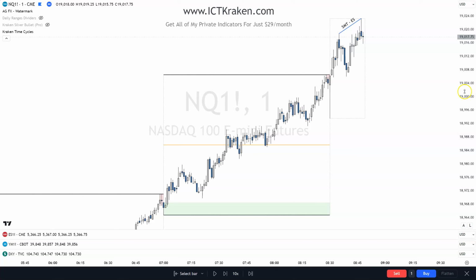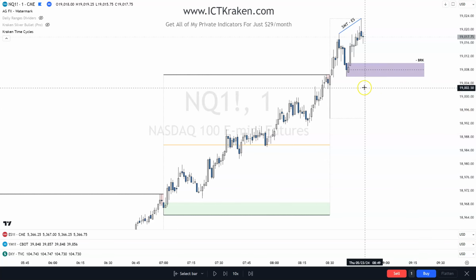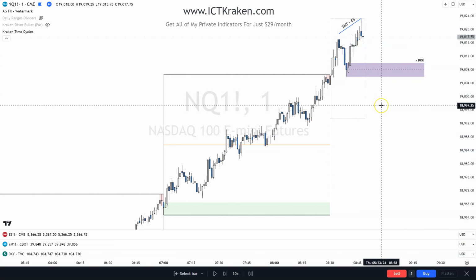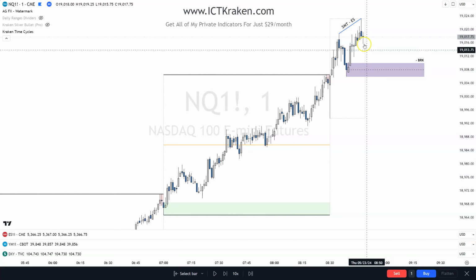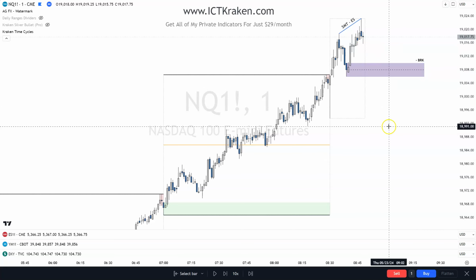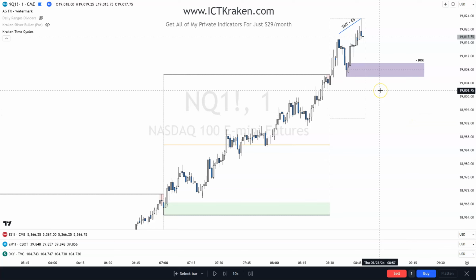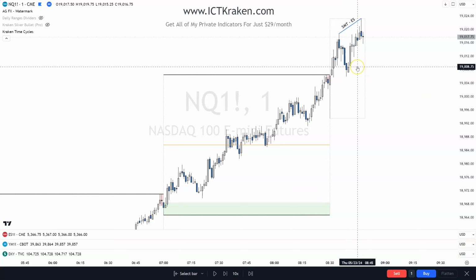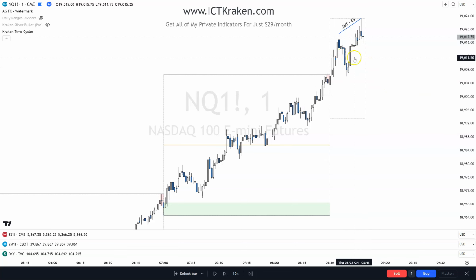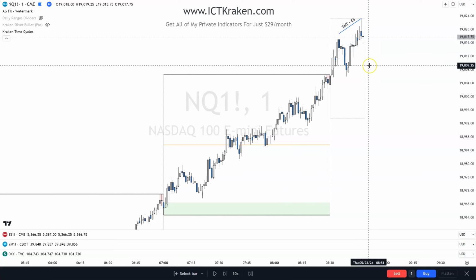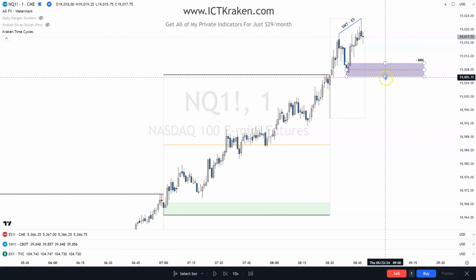Let's look at that. Now, am I shorting right there? No. What do I need to see? I need to see this get broken with displacement, broken through to go short. So what do I need to see? Well, this balanced price range needs to get traded through, so it's violated. And then I want to see this breaker get traded through, and then I'll take a short.